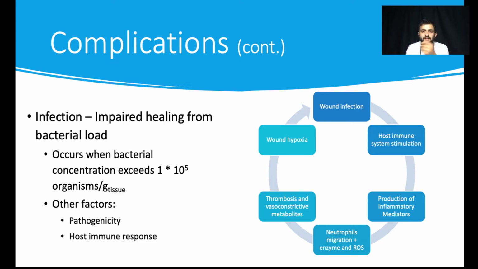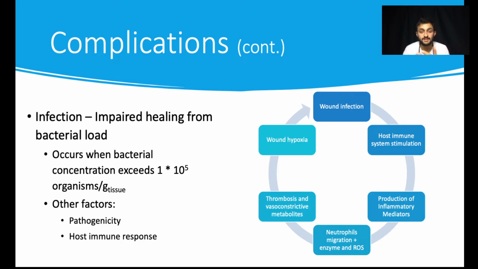So what we end up seeing is this kind of endless cycle. It starts with wound infection, then we get host immune system stimulation, and the production of inflammatory mediators, some of which are things like prostaglandins and thromboxane. But now in the 4th step, we start to see neutrophils migrating, and enzymes and reactive oxygen species, ROS, which are free radicals. Because of this, we start to see thrombosis and vasoconstrictive metabolites, and from that, we start to see wound hypoxia.